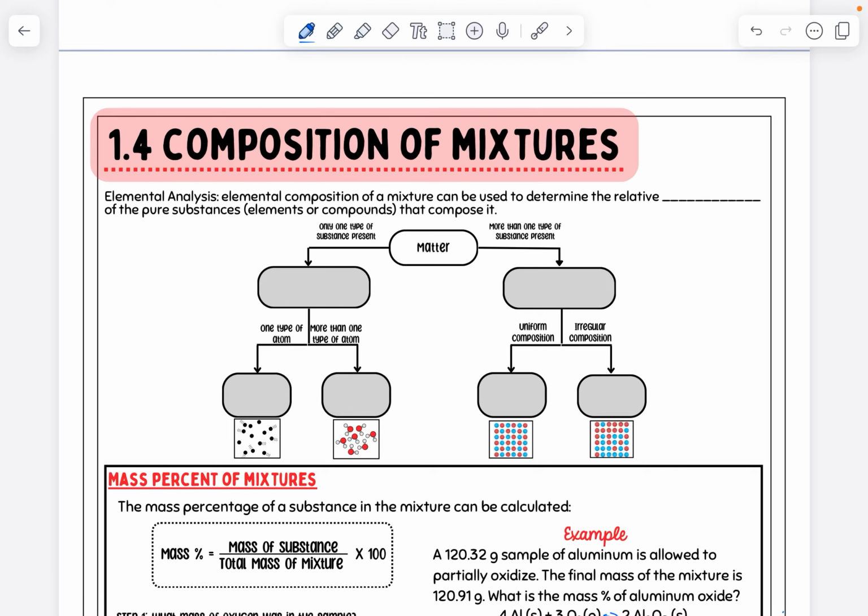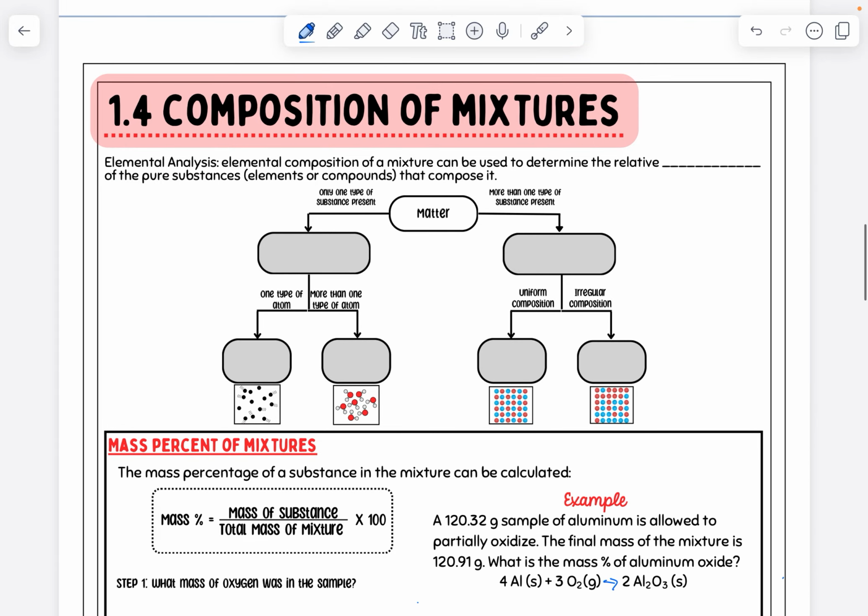Hello, this is Mrs. Pinkerton, and we're going to go over topic 1.4, composition of mixtures. And we're going to start with elemental analysis. And what is elemental analysis?